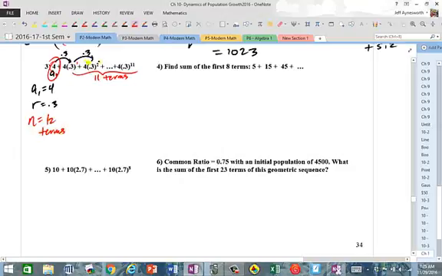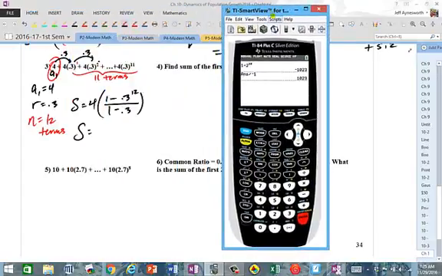Just look at the powers. From the first power to the 11th power, that's 11 terms, plus the first term, so 11 plus 1 is 12 terms. So the sum is going to be equal to my first term, 4, times 1 minus r, 0.3 to the 12th power, divided by 1 minus 0.3. So what's the sum? S stands for sum. Let's figure that out. We go 1 minus 0.3 to the 12th. I'm going to do it step by step, divided by the quantity 1 minus 0.3.